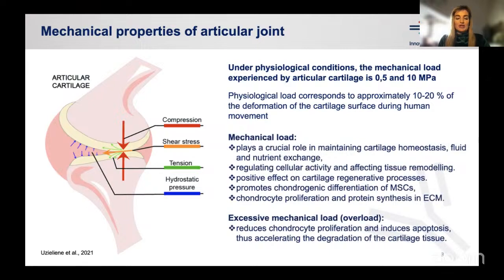We all know that it plays a very crucial role in maintaining chondrocyte homeostasis. It ensures fluid and nutrient exchange, and of course, it stimulates chondrocyte proliferation and the synthesis of extracellular matrix. And of course, excessive mechanical load brings us a lot of troubles, like reduced chondrocyte proliferation, induced apoptosis, and also defects like traumas.